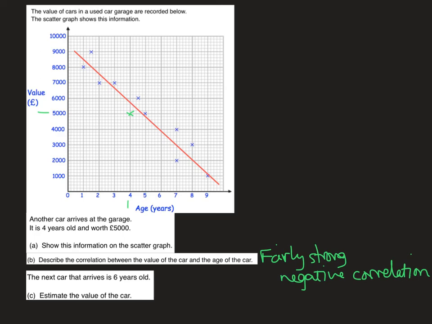Okay, so the next step, let's actually answer the question. The next car that arrives is 6 years old. Estimate the value of the car. Well, here is 6 years old. So I'm going to use my line to estimate the value. I would actually draw this on in an exam to show the examiner exactly that I know what I'm doing. Read across. Again, you'll be able to do this more accurately. So that would be £3,800 roughly. Again, you'd be given a little bit of leeway in a paper.